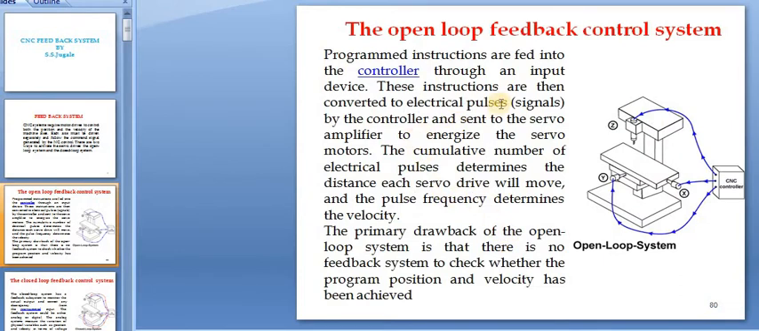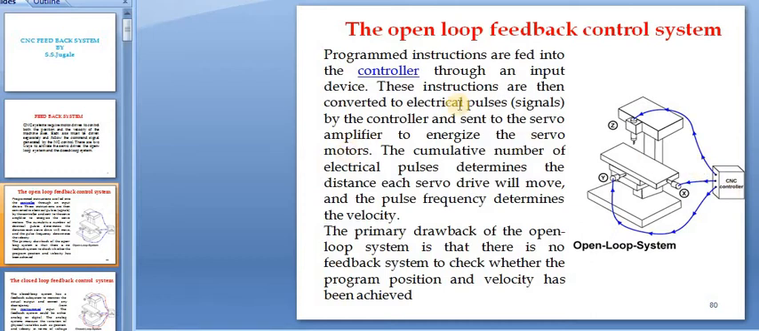So what is the open loop system? As the figure indicates, this is the CNC controller, and the commands to the table, feed, axis, and depth of cut are coming from this particular CNC controller. All the programmed instructions are fed into the controller.